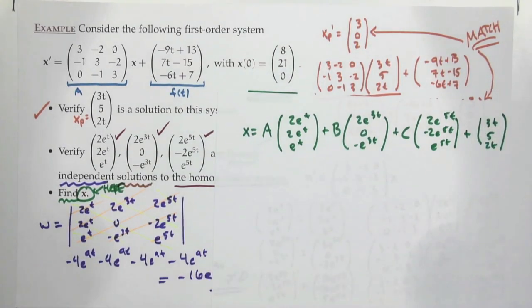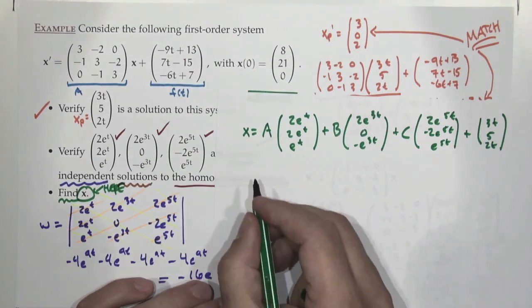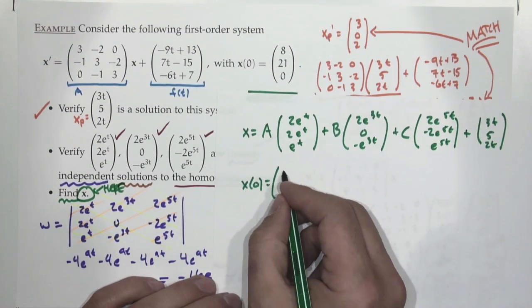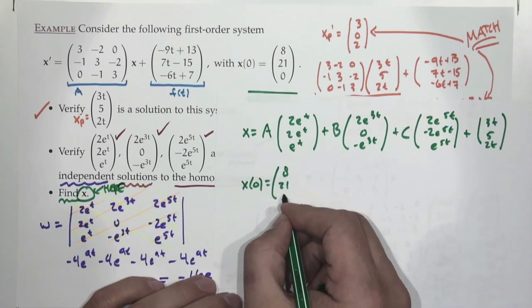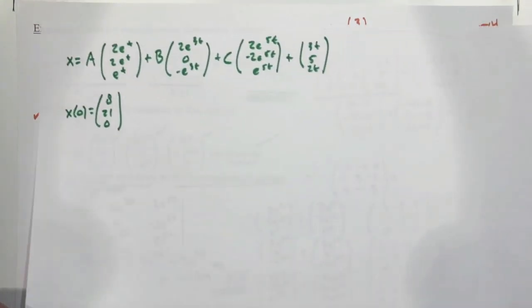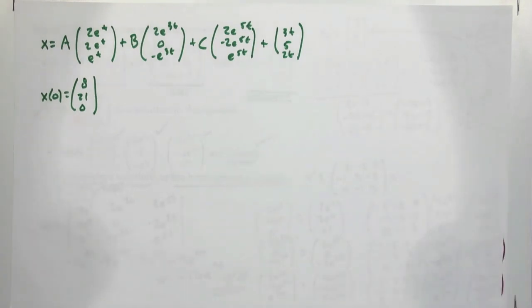So every solution looks like that. Every solution. And we need to say, what's the one that looks like (8, 21, 0)? Okay. So, how do we figure that out? We plug in 0.